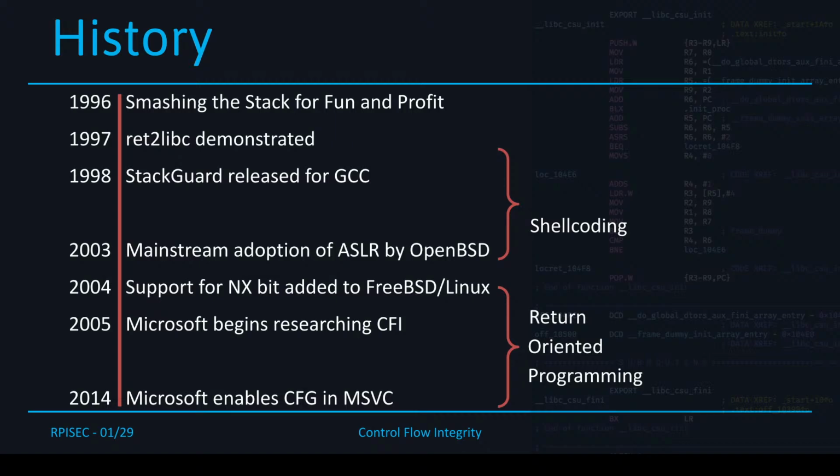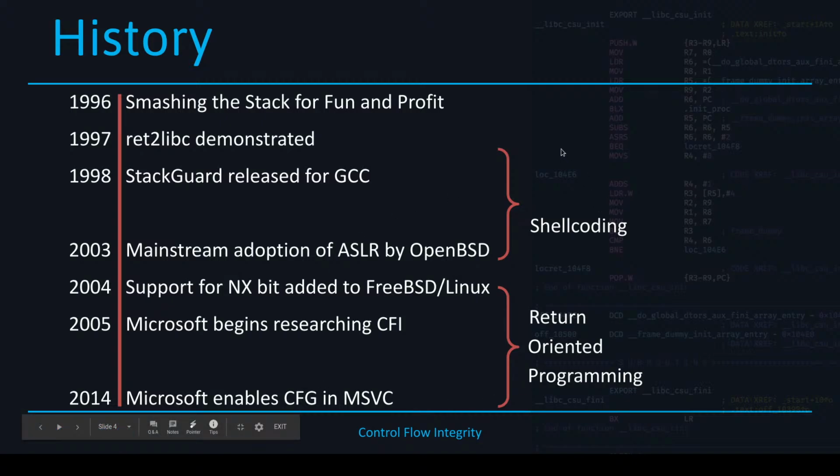And then in 2014, Microsoft actually enabled Control Flow Guard in their proprietary Visual Studio compiler. And so we can see it took about 9 years between when they started researching CFI, or at least between when the earliest publications that I could find online from Microsoft referencing CFI came out, and when it was actually production ready. So that should give you some idea of the complexity that we're dealing with here.